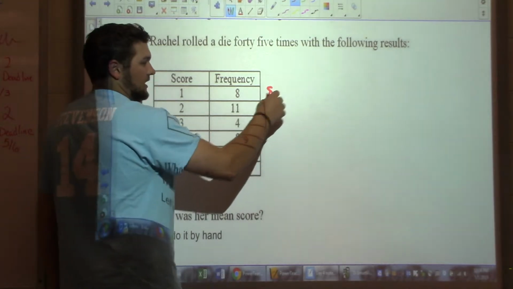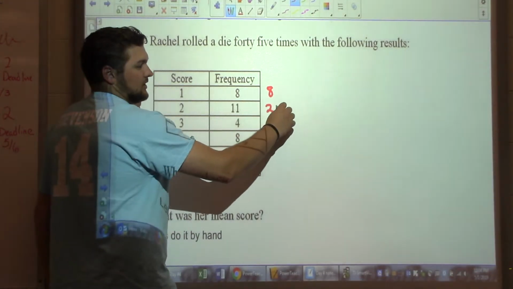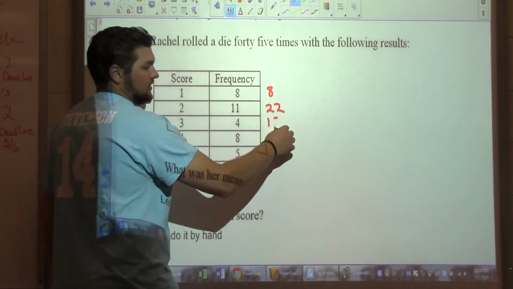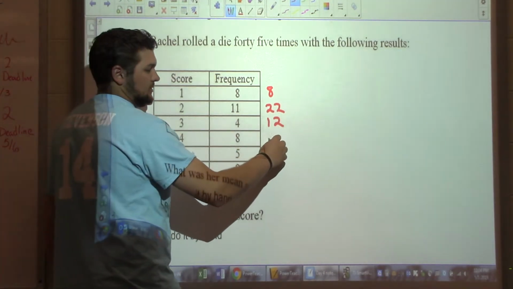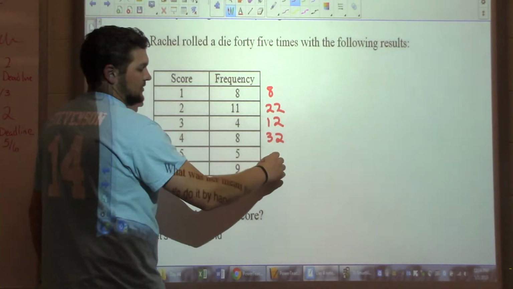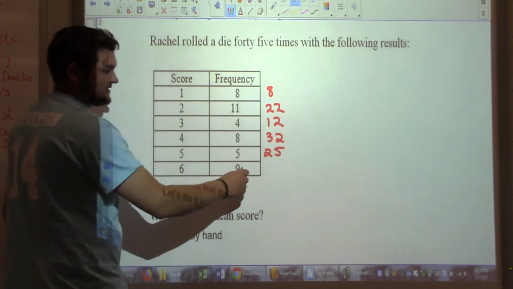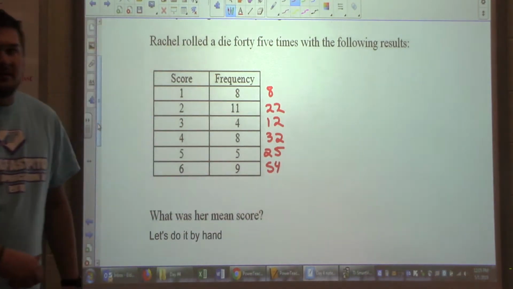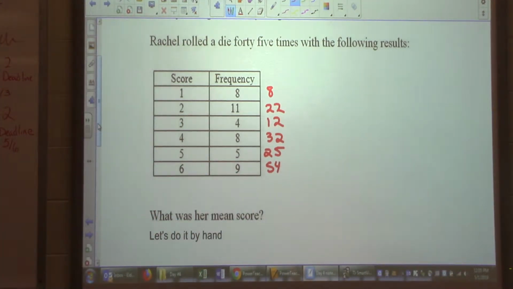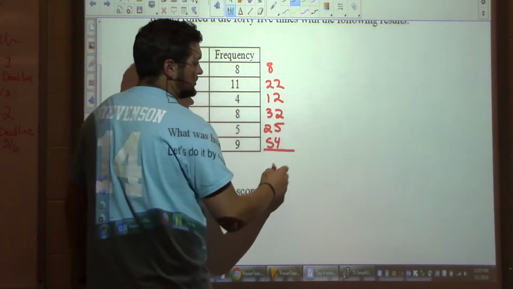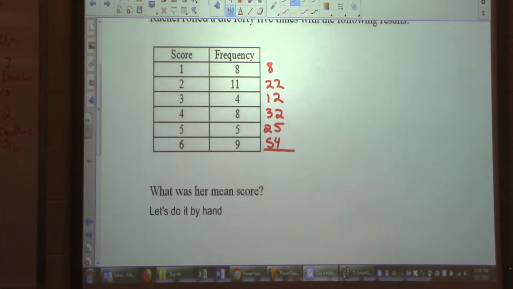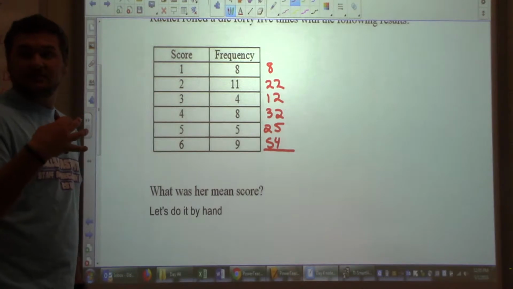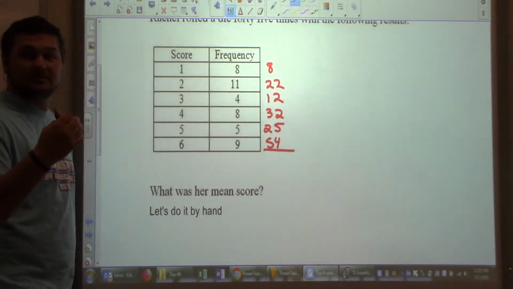1 times 8 will give me 8. 2 times 11 will give me 22. 3 times 4 will give me 12. 4 times 8 will give me 32. 5 times 5 will give me 25. Oh, that's a tough one. 6 times 9 will give me 54. Instead of writing them all out and adding them up, we're going to multiply across like that, and then add all those numbers up. That's going to be the total score that we get, the total number we rolled from all of our dice. Once you add them all up, let me know what we get. 153? Is that a consensus? We'll add 153 in our calculators.